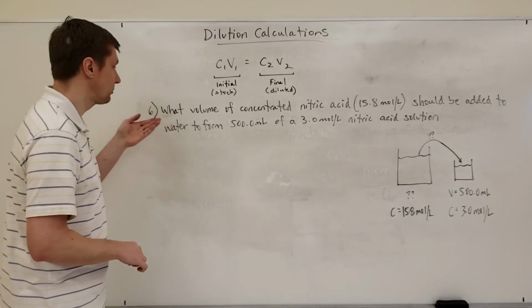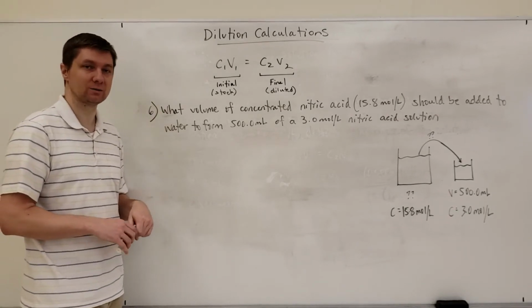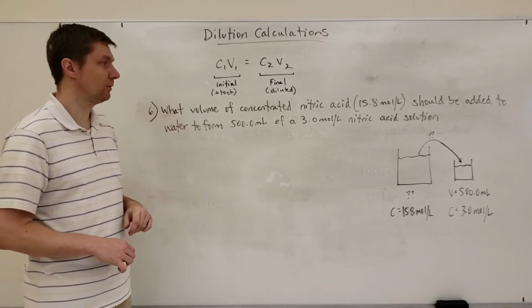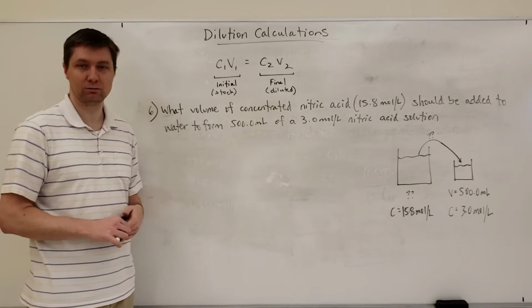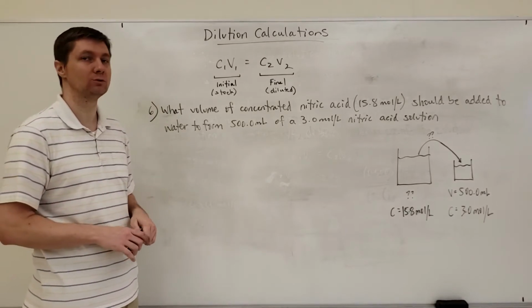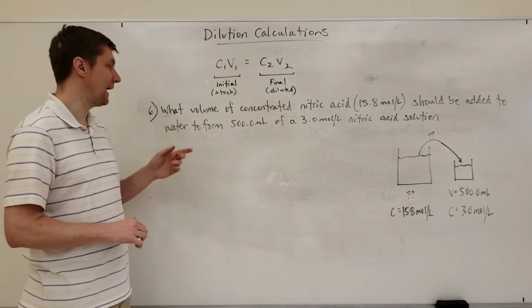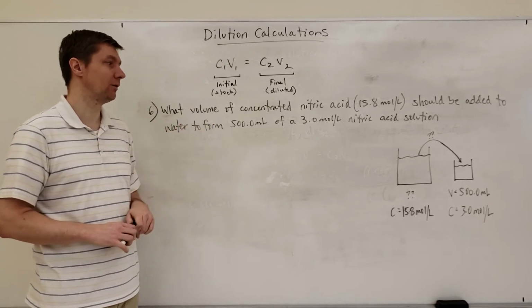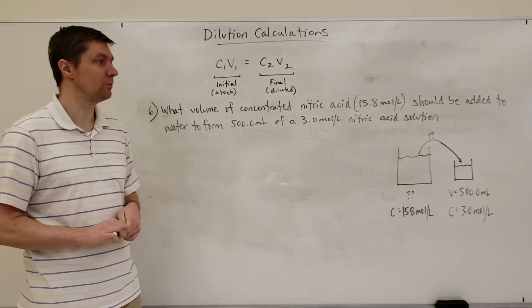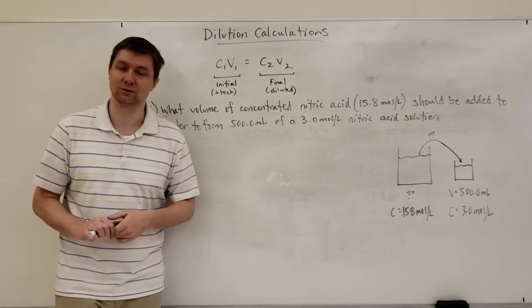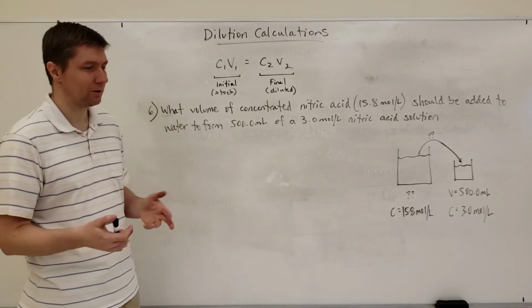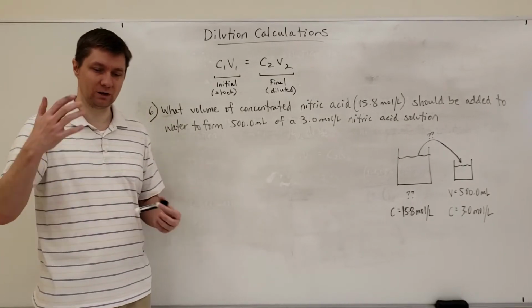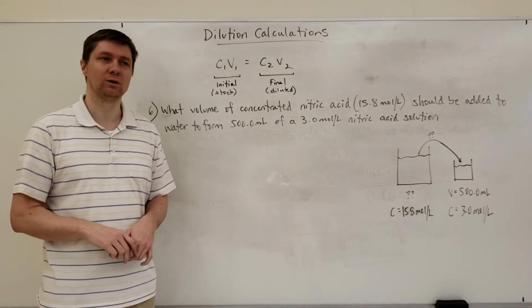So if you take a look at this problem, this is question number 6 in your practice booklet, and it says what volume of concentrated nitric acid, which has a concentration of 15.8 moles per liter, should be added to water to form 500 milliliters of a 3.0 mole per liter nitric acid solution. Sometimes what ends up happening with these types of problems is it's hard for kids to wrap their heads around what this all means.